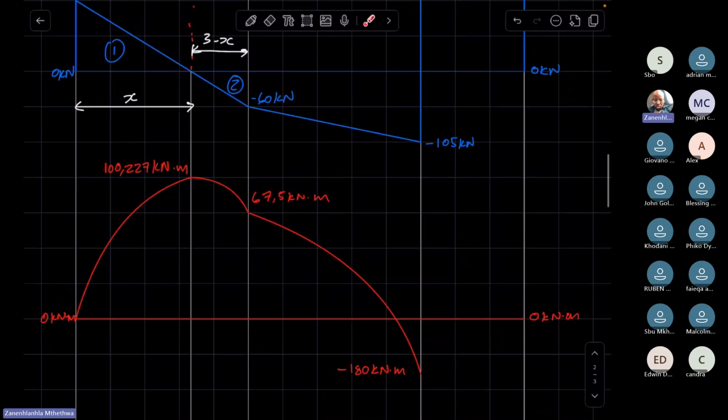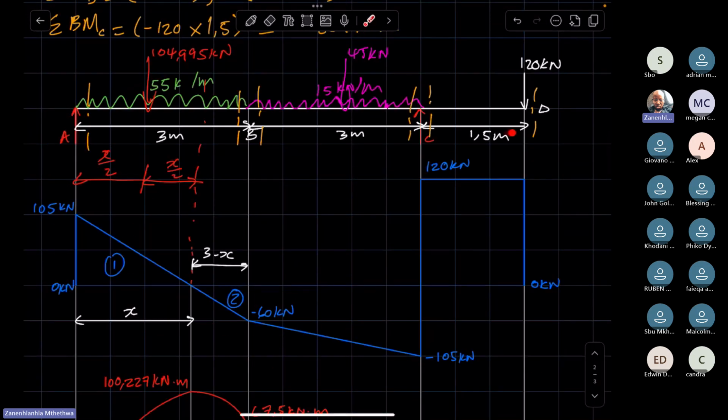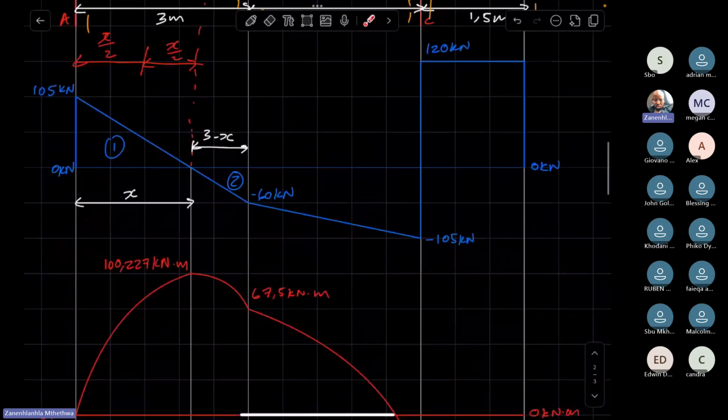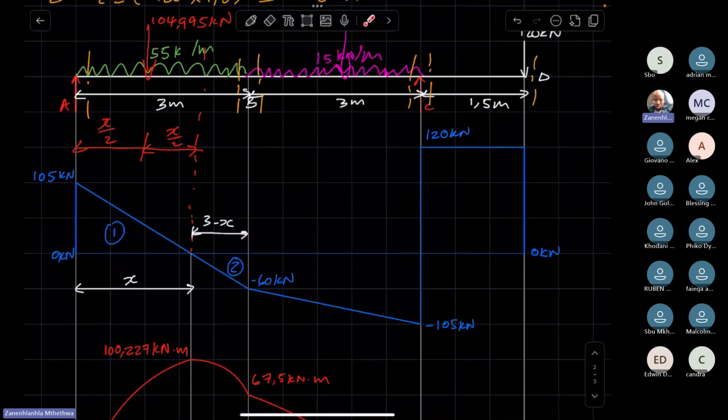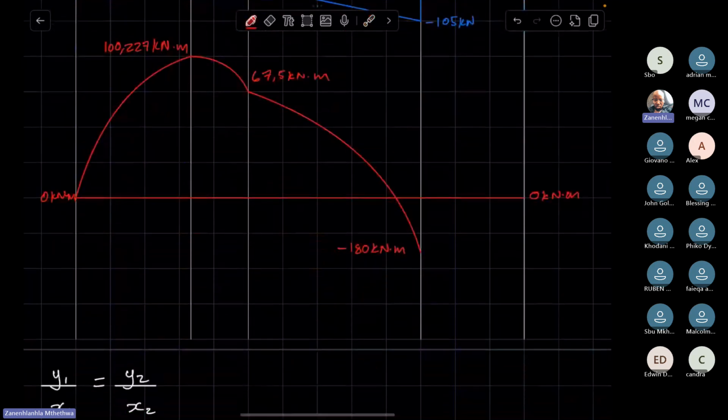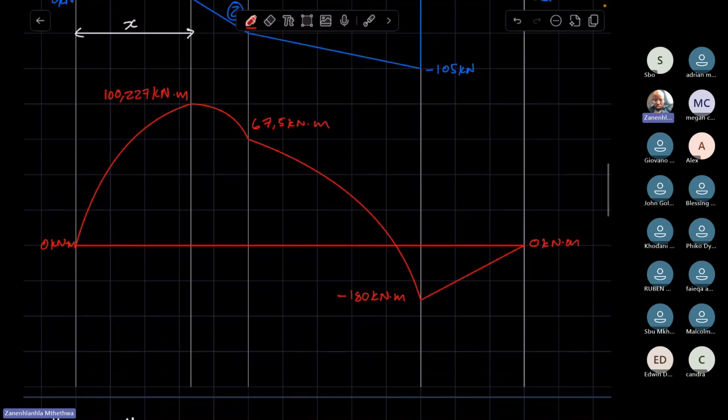So now we have considered all critical points from A to C. The only critical point left is point D. And we know at point D, it goes back to 0. Now, between C and D, there's no UDL, and the way you show that on a bending moment diagram is by drawing a diagonal line. So you just draw a diagonal line going from there back to 0. And this becomes your bending moment diagram.